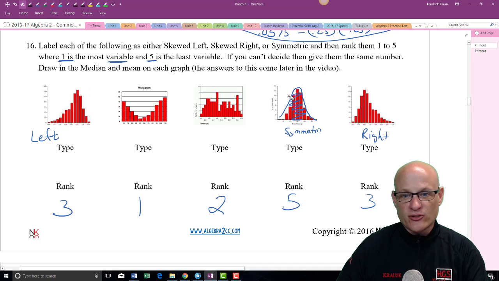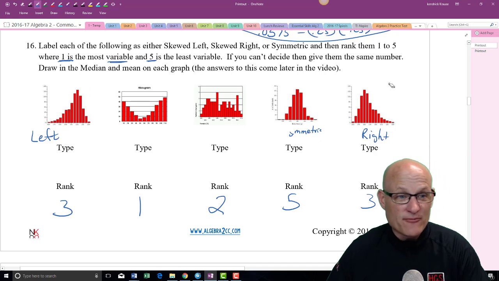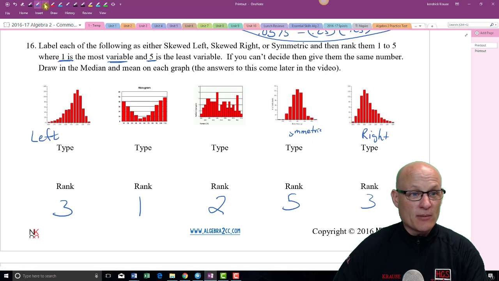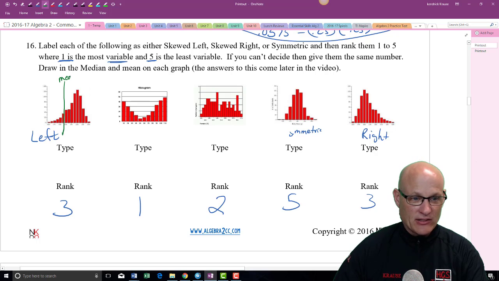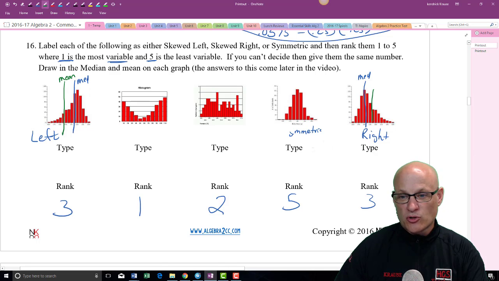Now, the other thing I asked you to do, which I know is in the curriculum, is put a line for mean and for median. So I'm going to do the mean in green. Because we have a tail here, the mean follows the tail. So the mean for this one will be off here to the left, maybe not this far off to the left. And the median will be right about in the middle. So if I bring that over here, the median will be in the middle. And the mean gets pulled towards the tail.